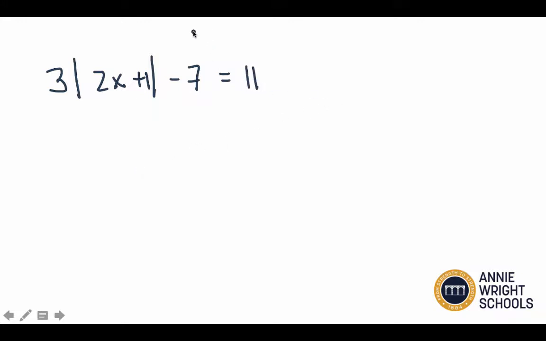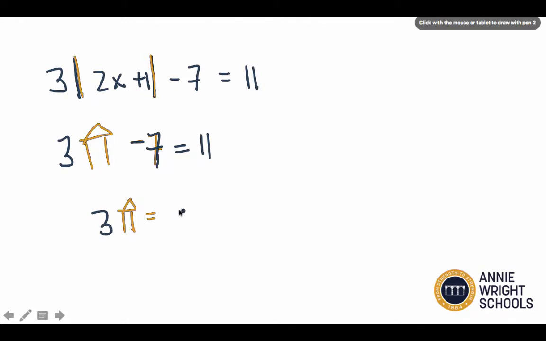You have to start by treating this absolute value like it's one variable. So think of it, instead of 3 times all this, you could actually just say, okay, it's 3 times house minus 7 equals 11. Add 7 to both sides. 3 house equals 18. Divide by 3, house equals 6.